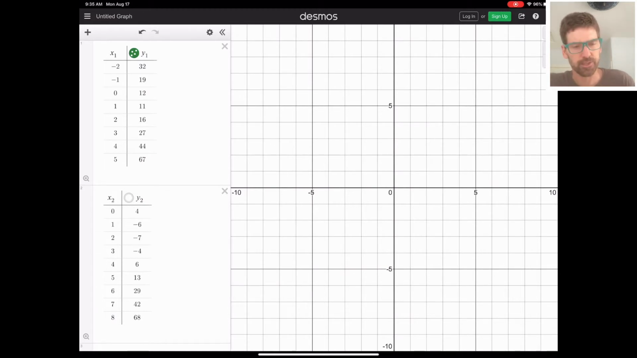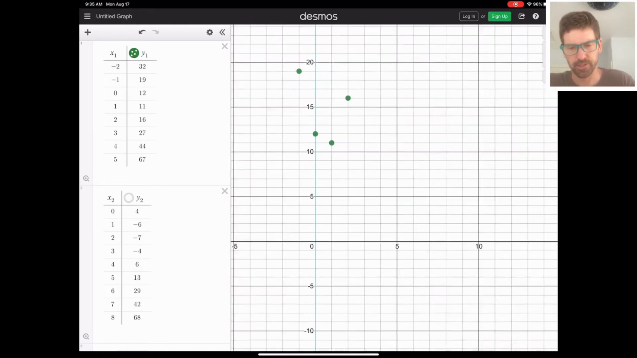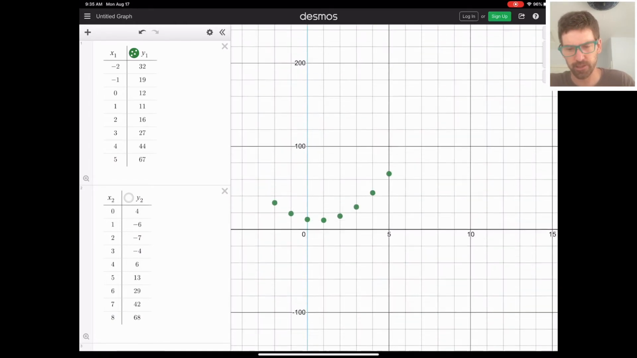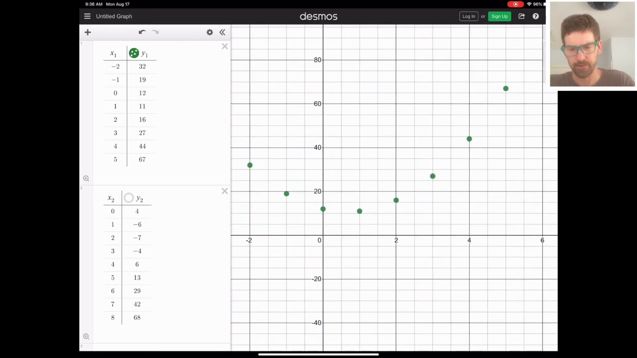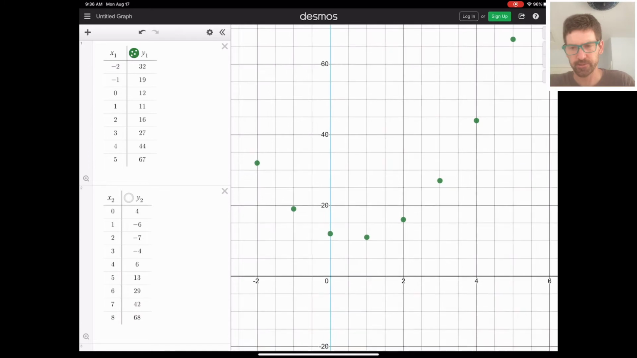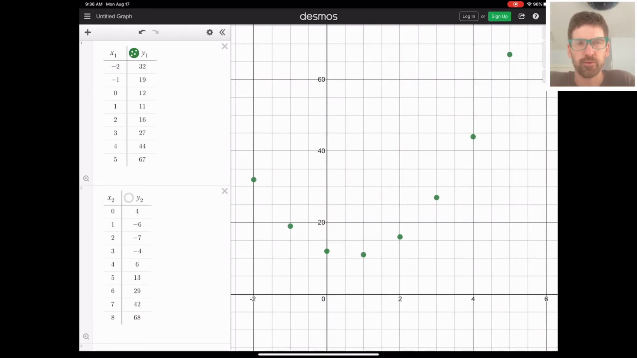You want to make sure your scale is appropriate. We can't see any of the points right now, so I'll pinch and zoom a little bit, make sure we can see all our points. Looks like we do have a parabolic shape, so it does seem like a parabola would be an appropriate function to choose. So let's go ahead and set that up.